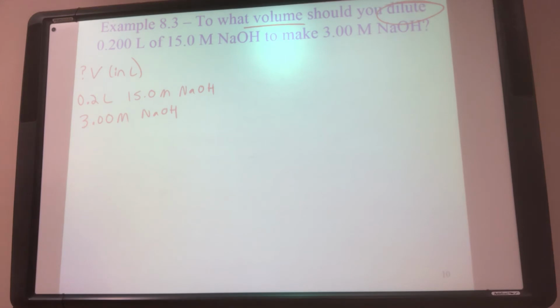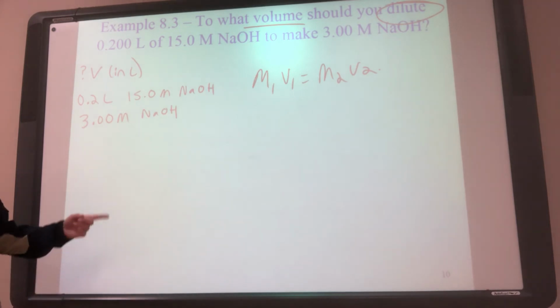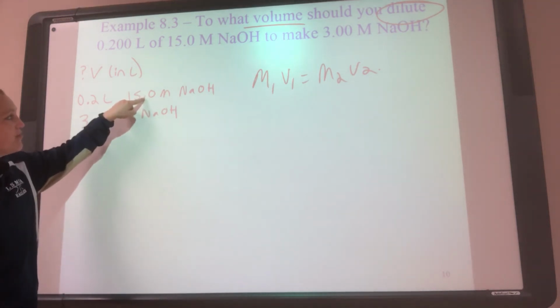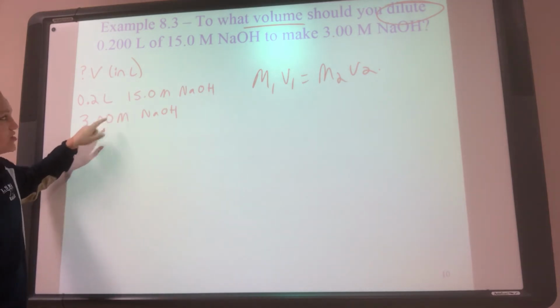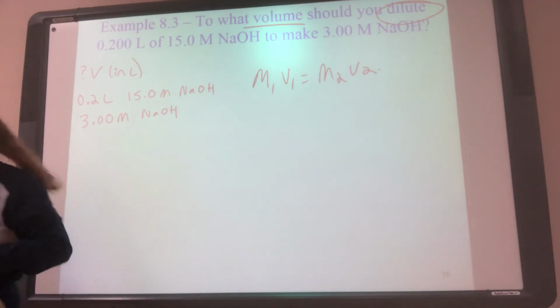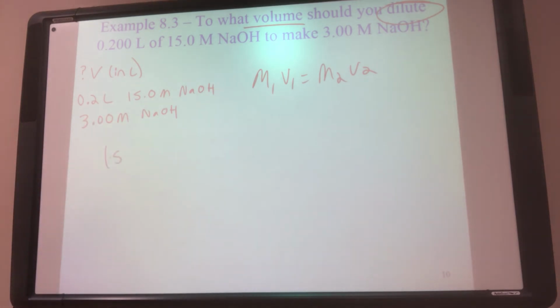So once I recognize that this is a dilution problem, then I can say, oh, it's dilution. What's that dilution equation Dr. C told me about? M1V1 equals M2V2. That's it. So then I have to figure out, well, what are the ones? The ones would be the higher concentration. So I had 15 molar, then I'm going to 3 molar. So this would be the 1, this would be the 2. So 15 molar and 3 molar, those are my concentrations.